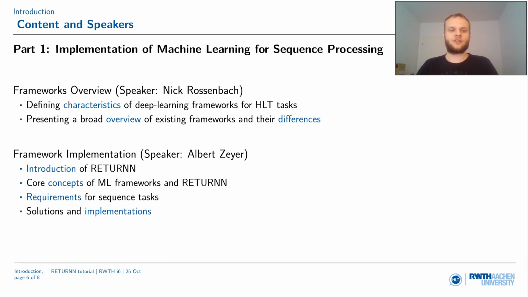Here we will define the characteristics of deep learning frameworks for human language technology tasks and present a broad overview of the different existing frameworks and what their differences might be. Then we will have the presentation of my colleague Zeyer about the framework implementation itself. Here he will introduce our in-house framework Return and then discuss the core concepts of general machine learning frameworks and our framework Return. This will be mostly about what the requirements for sequence tasks are and how we can find good solutions and implementations for this.